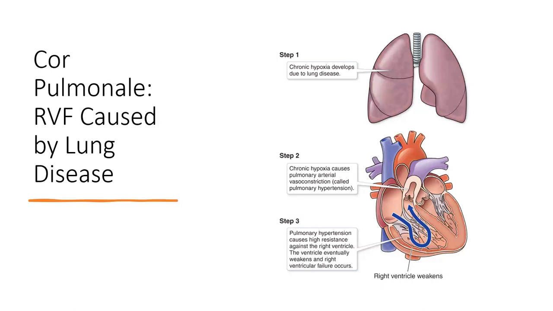So cor pulmonale is right ventricular failure caused by lung disease. Step one, chronic hypoxia develops due to lung disease. Step two, chronic hypoxia causes pulmonary arterial vasoconstriction called pulmonary hypertension. Pulmonary hypertension causes high resistance against the right ventricle, which eventually weakens, and right ventricular failure occurs. So when it comes to lung issues, you'll see more of the right-sided problem than the left-sided problem, because it all comes back to that vasoconstriction and pulmonary hypertension, where it's all doing that backflow.